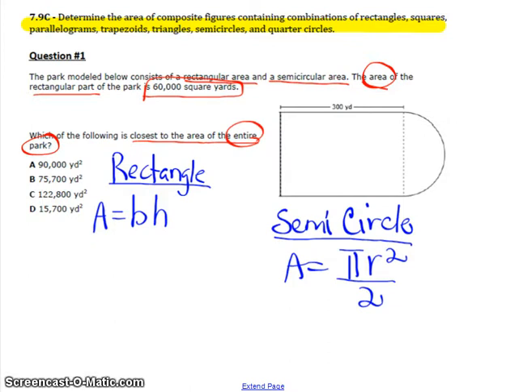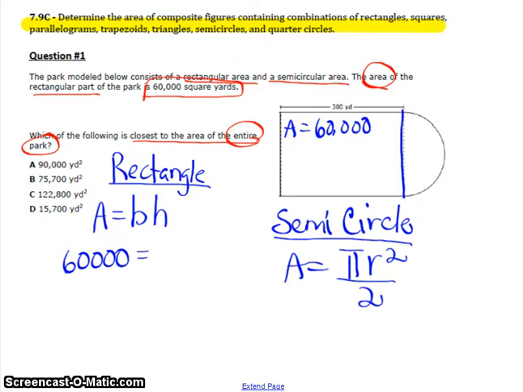It tells us that the area of the rectangle part, so I already have the area, is 60,000 square yards. So that means I have to find the area of the semicircle. Before I can do that, I have to find this measure here, which is the diameter of the circle. I have a missing side, so I'm going to work backwards from the area formula of a rectangle. The area of the rectangle is 60,000. It is going to equal my base, which is 300 yards, times the height, which I need to find.